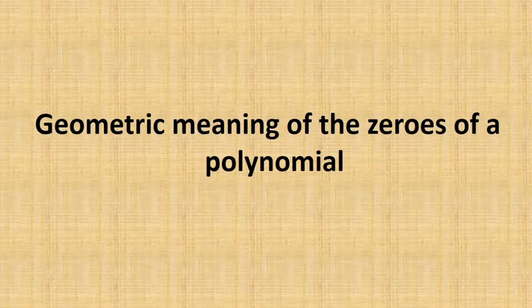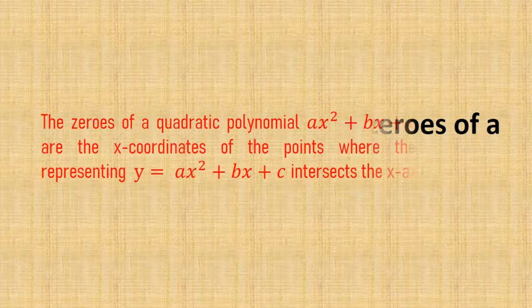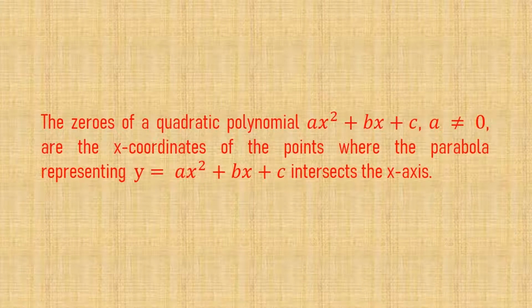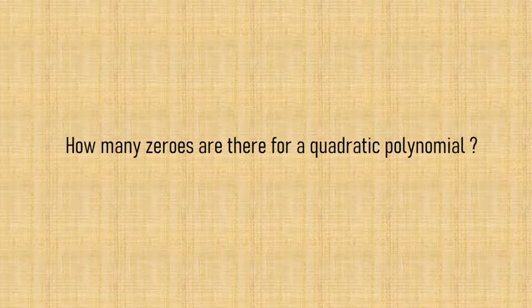So once again, I welcome all. In the last lesson, we saw that the zeros of a second degree polynomial, or a quadratic polynomial, are the x-coordinates of the intersecting points of the graph and the x-axis. So the next question is, how many zeros will there be?